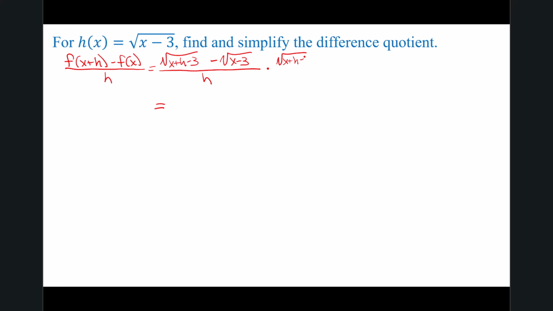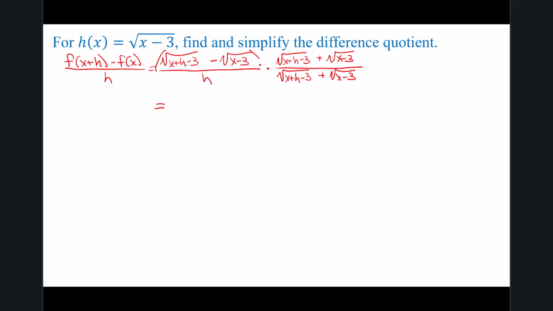So to rationalize the numerator, I have square root of x plus h minus 3 plus square root of x minus 3. So we're multiplying the top and bottom by the conjugate of the numerator. The conjugate then has a plus in the middle instead of a minus.